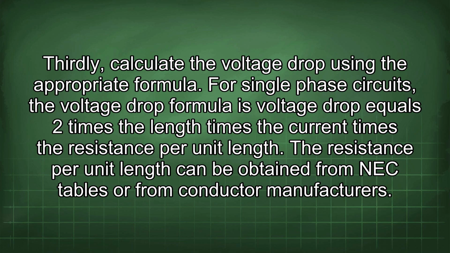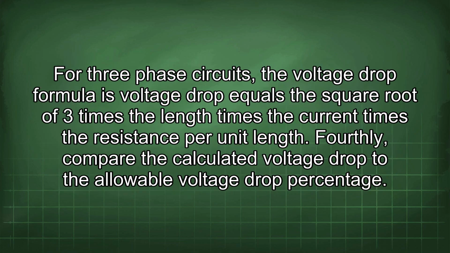For single-phase circuits, the voltage drop formula is voltage drop equals 2 times the length times the current times the resistance per unit length. The resistance per unit length can be obtained from NEC tables or from conductor manufacturers. For three-phase circuits, the voltage drop formula is voltage drop equals the square root of 3 times the length times the current times the resistance per unit length.